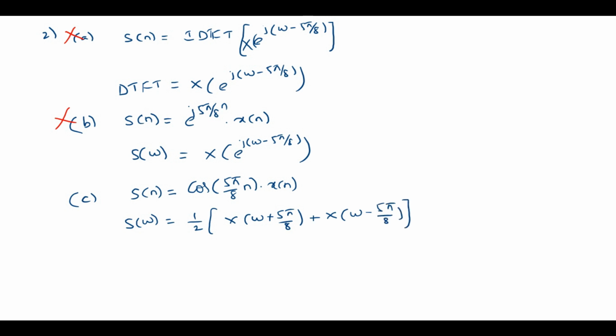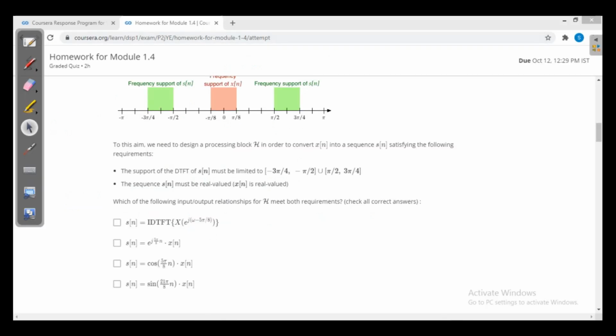So the spectrum is shifted toward the right side and the left side by an amount 5 pi by 8. So it exactly fits into the range pi by 2 to 3 pi by 4 and minus 3 pi by 4 to minus pi by 2. Okay, so the third is correct. The last one: sine of 21 pi by 8 n into x of n.